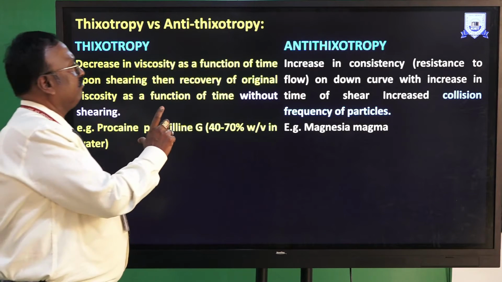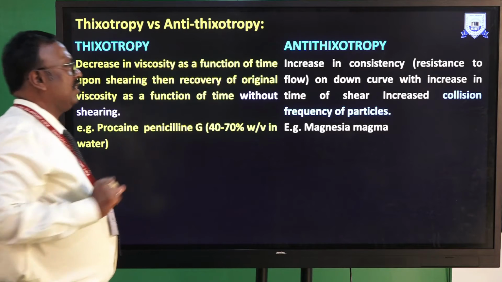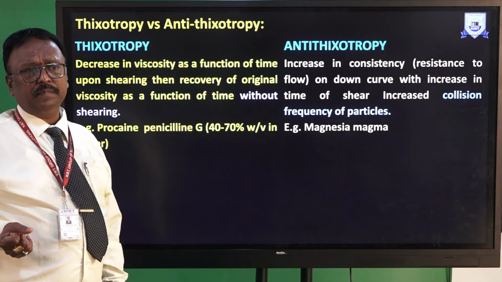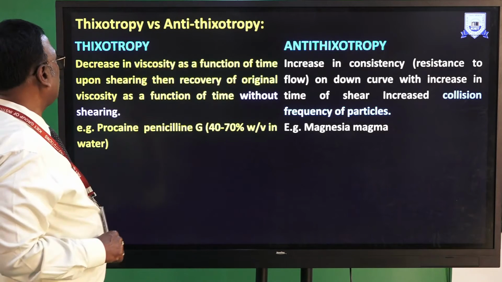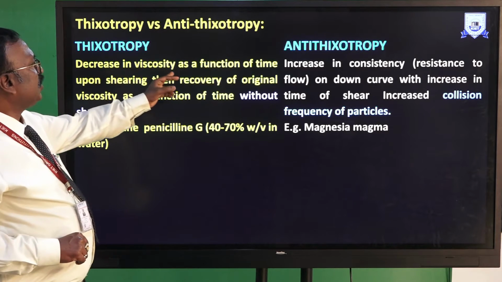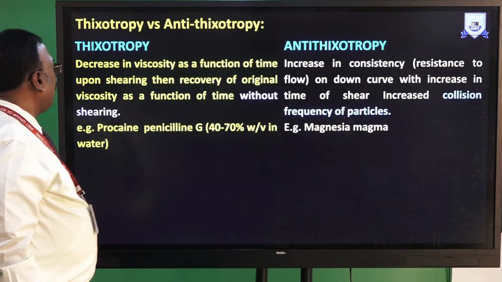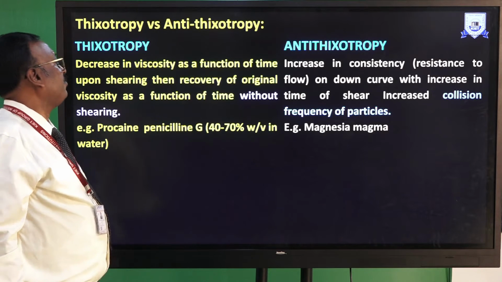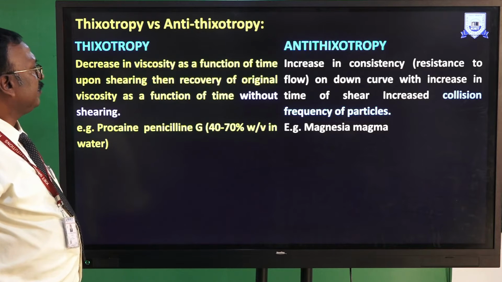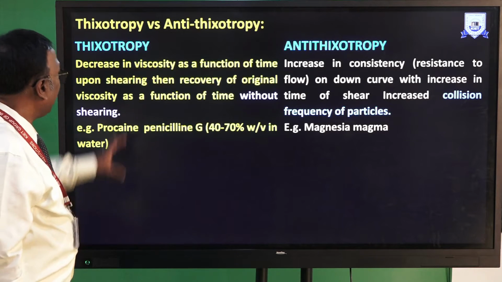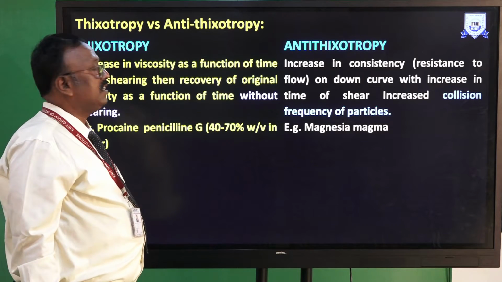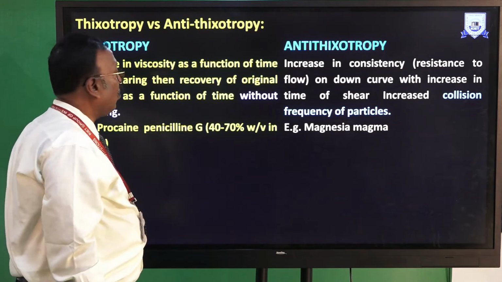And here is the comparison, differentiating between thixotropy and anti-thixotropy. In the case of thixotropy, there is a decrease in viscosity as a function of time upon shearing, then recovery of original viscosity as a function of time without shearing. An example for this is procaine penicillin G, 40 to 70% weight by volume in water.